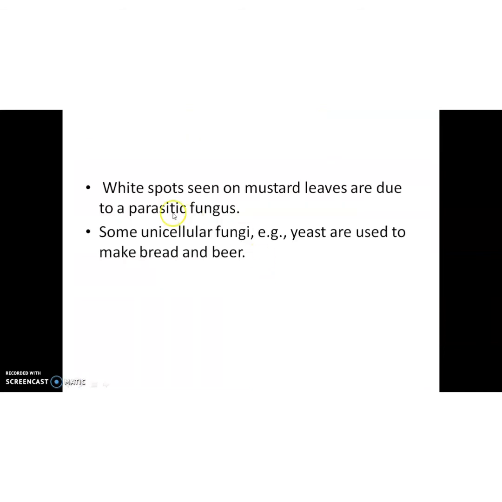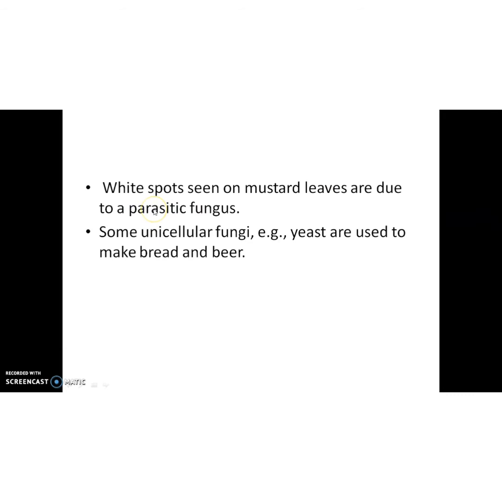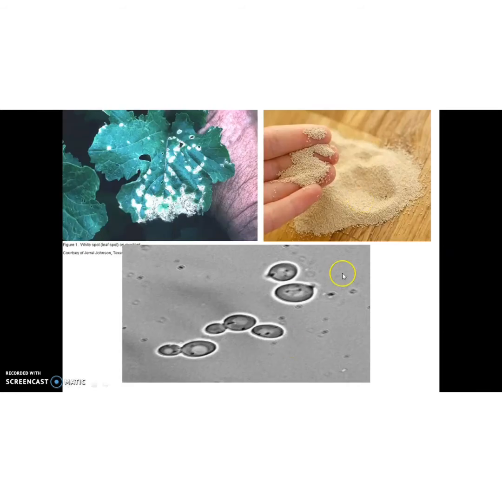Okay, clear? Then, white spots seen on mustard leaves are due to parasitic fungus. I show you the diagram. Here, you can see white spot on leaf of mustard. Then, some unicellular fungi, yeast, are used to make bread and beer. I know you are familiar with yeast. This is a diagram of yeast, Saccharomyces cerevisiae. That is yeast. And this is the microscopic view of yeast. Here you can see the mode of reproduction, isn't it?